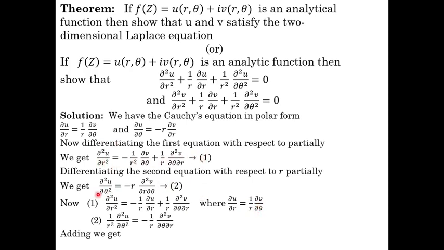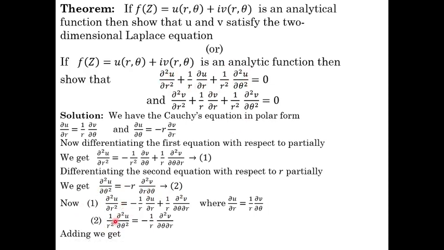Equation 2 can be written as, what is equation 2? This is the equation 2. Here in equation 2, observe we have ∂²u/∂θ². The coefficient is 1/r². Therefore, multiply equation 2 by 1/r², because of the LHS of this equation.